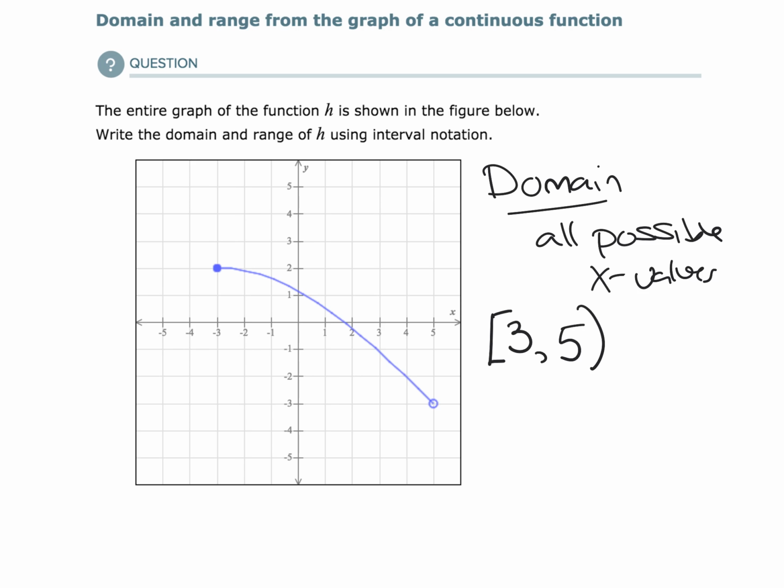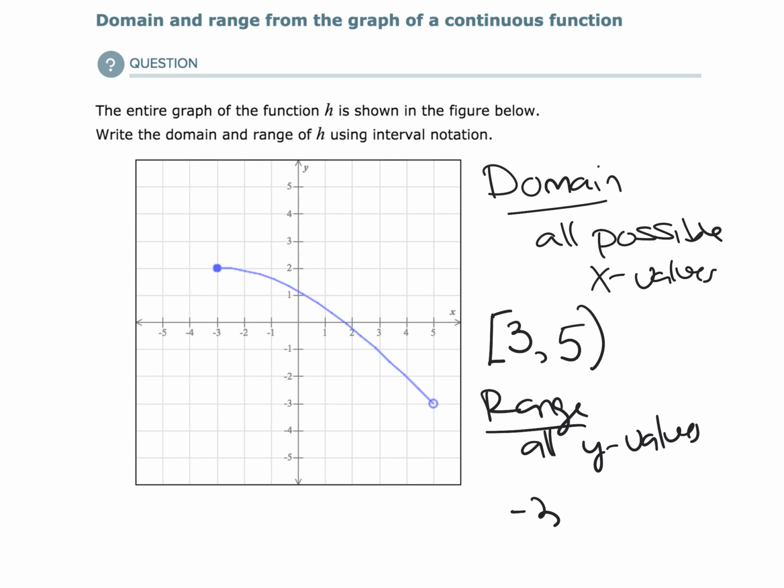Okay, the range is all y values. So for the range, we're looking here, at which y values are included. Ignoring whether the endpoints are included or not, the y values seem to start at -3 and go up to 2, but nothing below -3, nothing above 2.